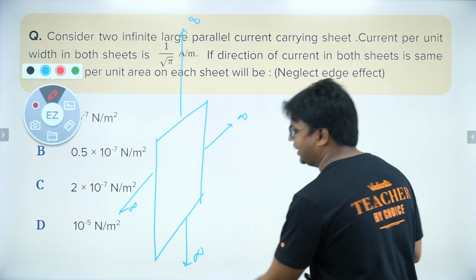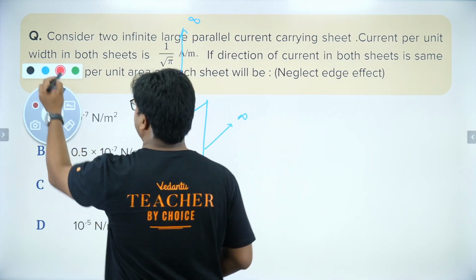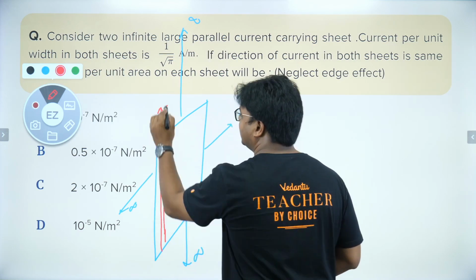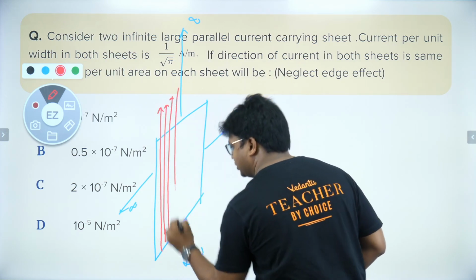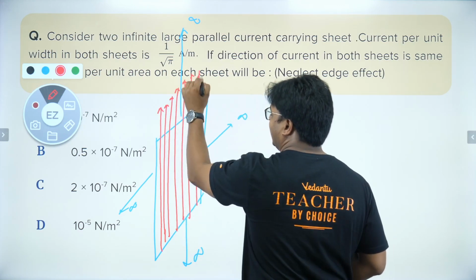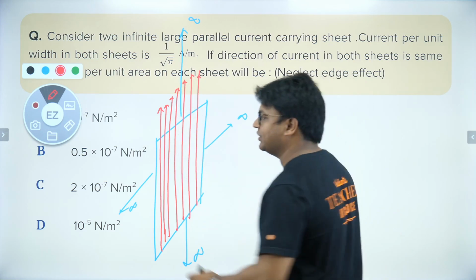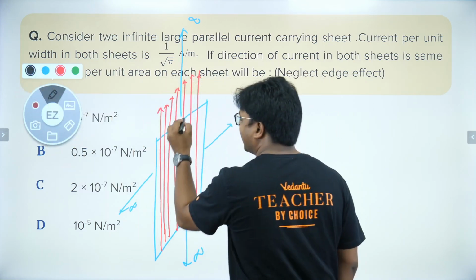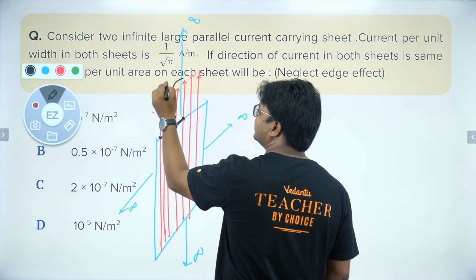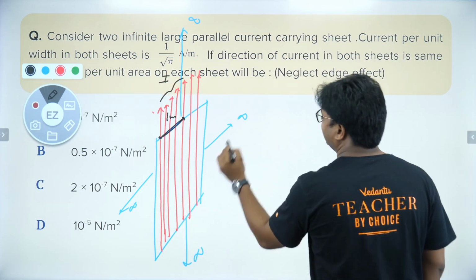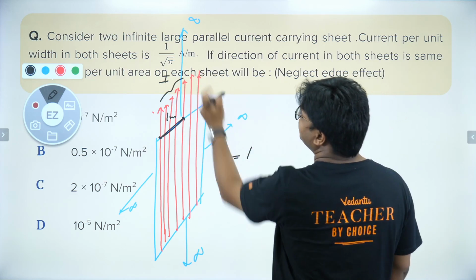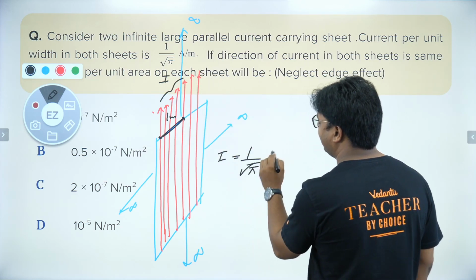So this is an infinite sheet, and it carries a current in the upward direction like this. Throughout the area of this sheet, current is flowing like this. And the current per unit length, that is, if I consider 1 meter length along the sheet, then the current flowing through this region, if that current is I, then it is given to us. Let's assume it's given to us as 1 by root pi ampere per meter.